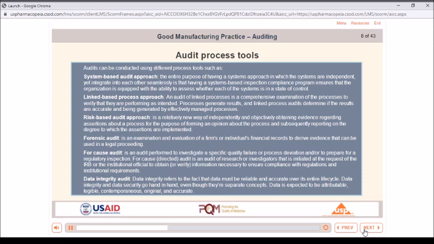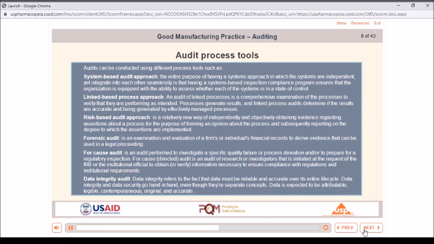Risk-based audit approach is a relatively new way of independently and objectively obtaining evidence regarding assertions about a process for the purpose of forming an opinion about the process and subsequently reporting on the degree to which the assertions are implemented. Forensic audit is an examination and evaluation of a firm's or individual's financial records to derive evidence that can be used in a legal proceeding.